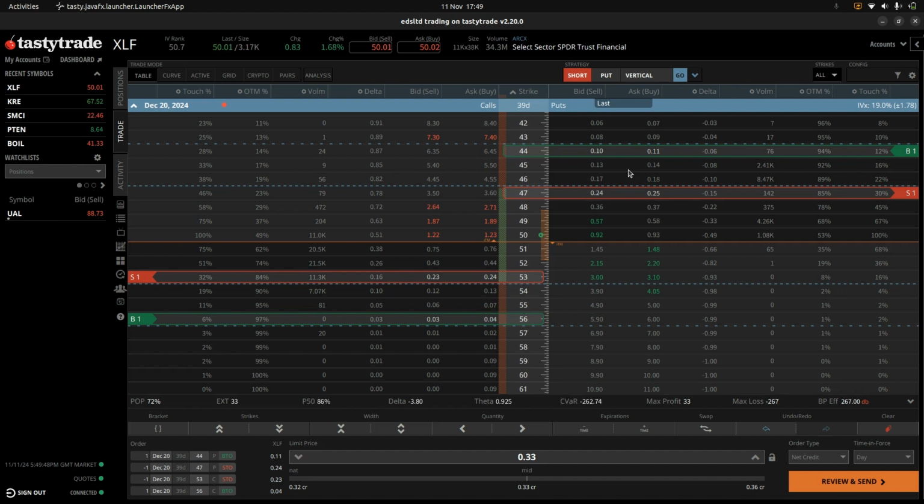So you want to have a mix, and you want to be somewhere in the middle, because we just don't know what's going to happen in the market. We've just got to play the probabilities, and that's the name of this game. So that's how you can find and manipulate positions.